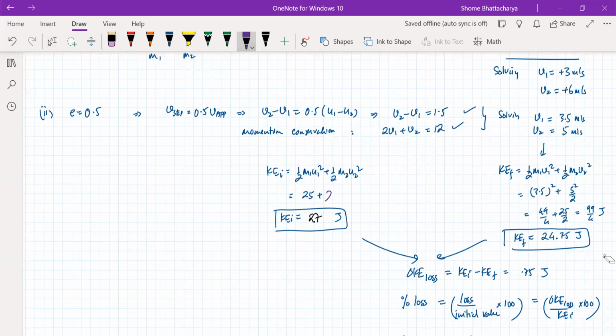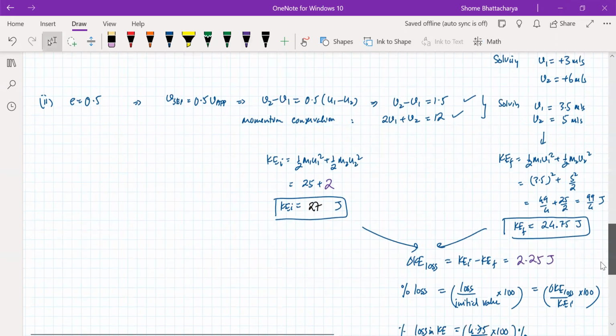Yes, sir. So this is coming out to be how much now? The loss is 27 minus 24.75. So 2.25 joules of kinetic energy loss. So the percentage loss will become something different now.